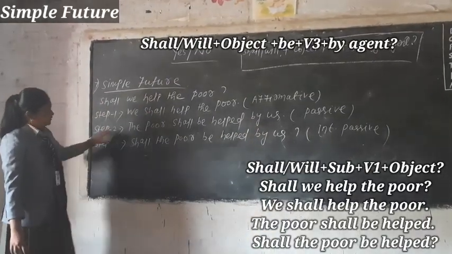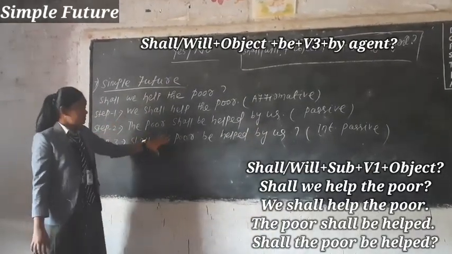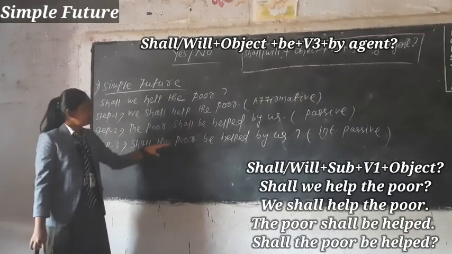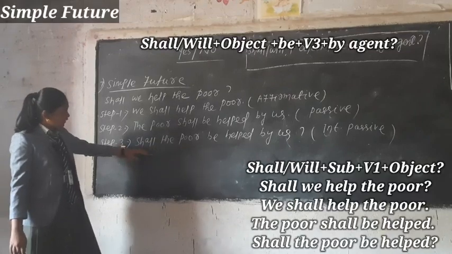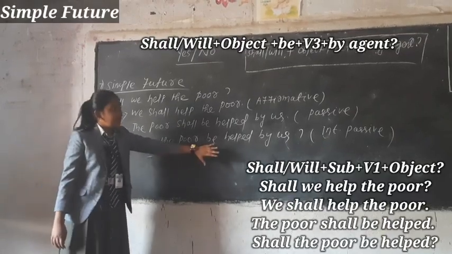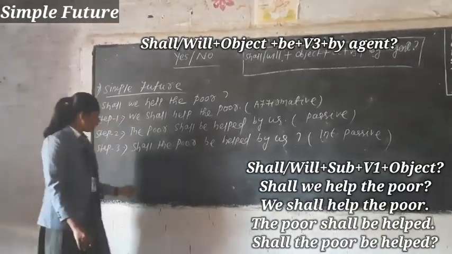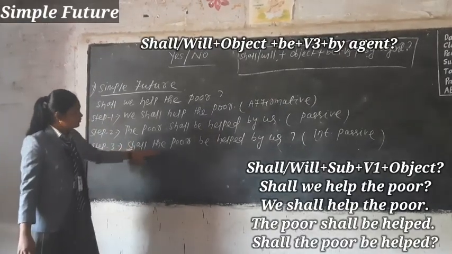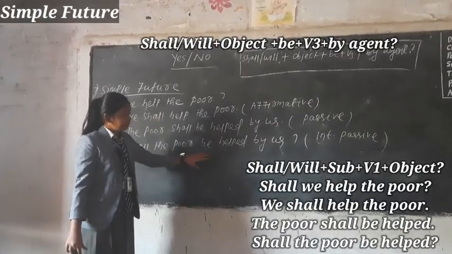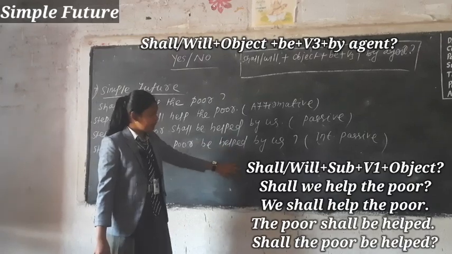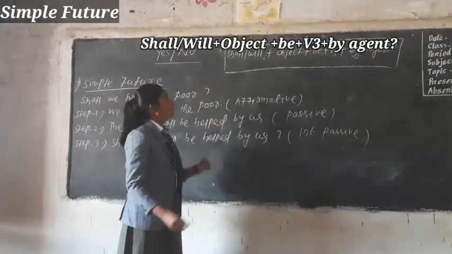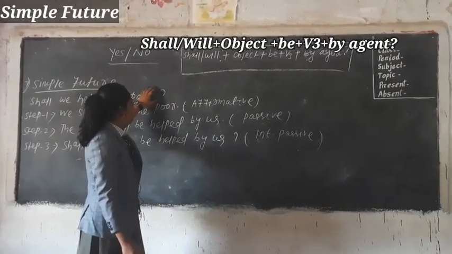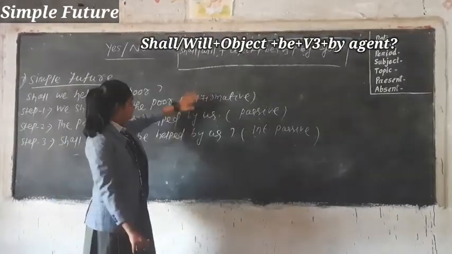Step 3 is to just interchange the position of the subject and the auxiliary verb. Shall becomes the first here. Shall the poor be helped by us? So shall is the auxiliary verb, the poor is the subject, be helped is the verb 3 form and by agent if necessary. Or we can simply follow this structure to passivize from active voice to passive voice.